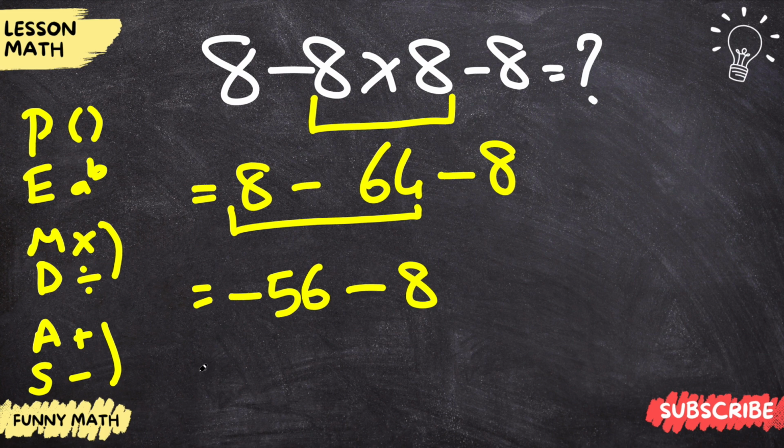In our final operation, we'll multiply minus 56 by minus 8. This makes the answer minus 64.